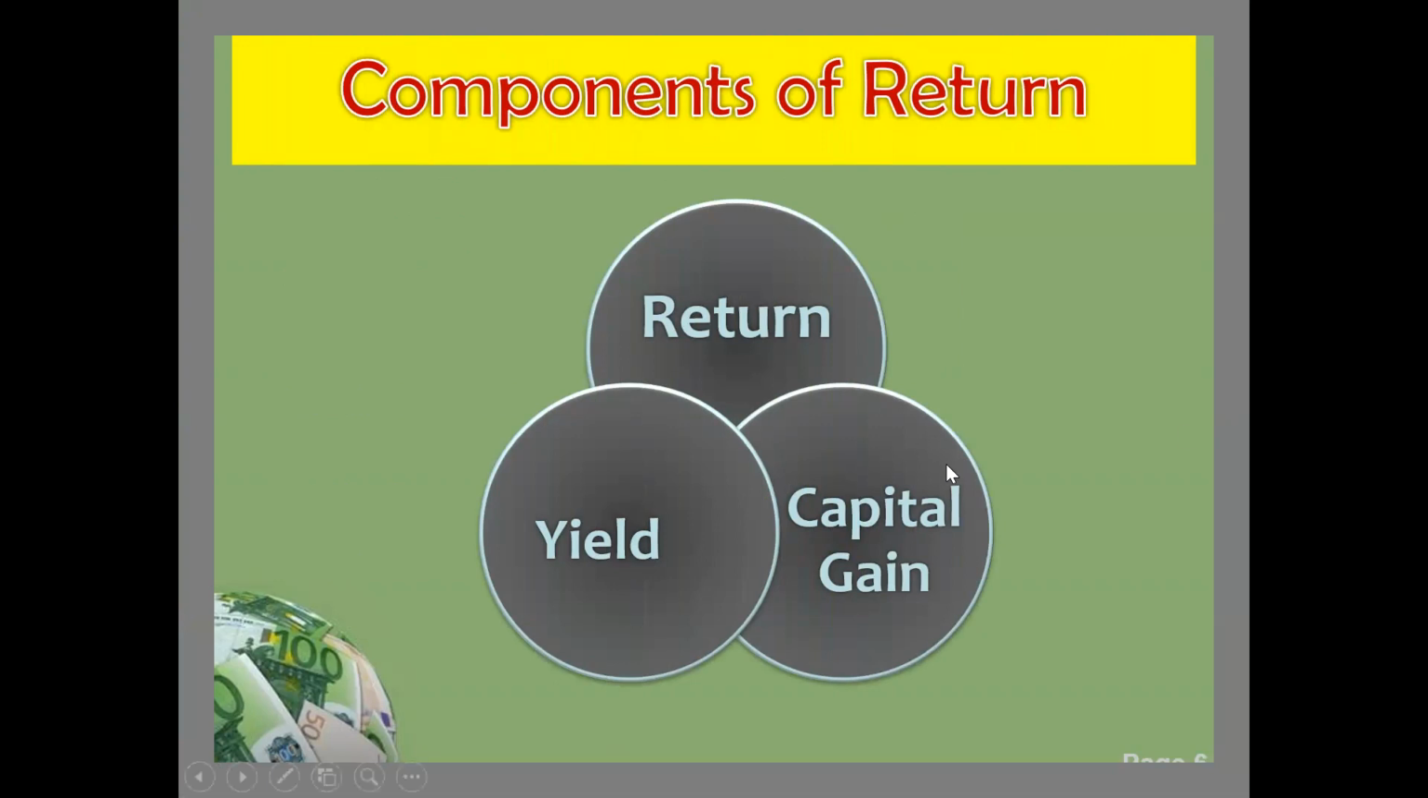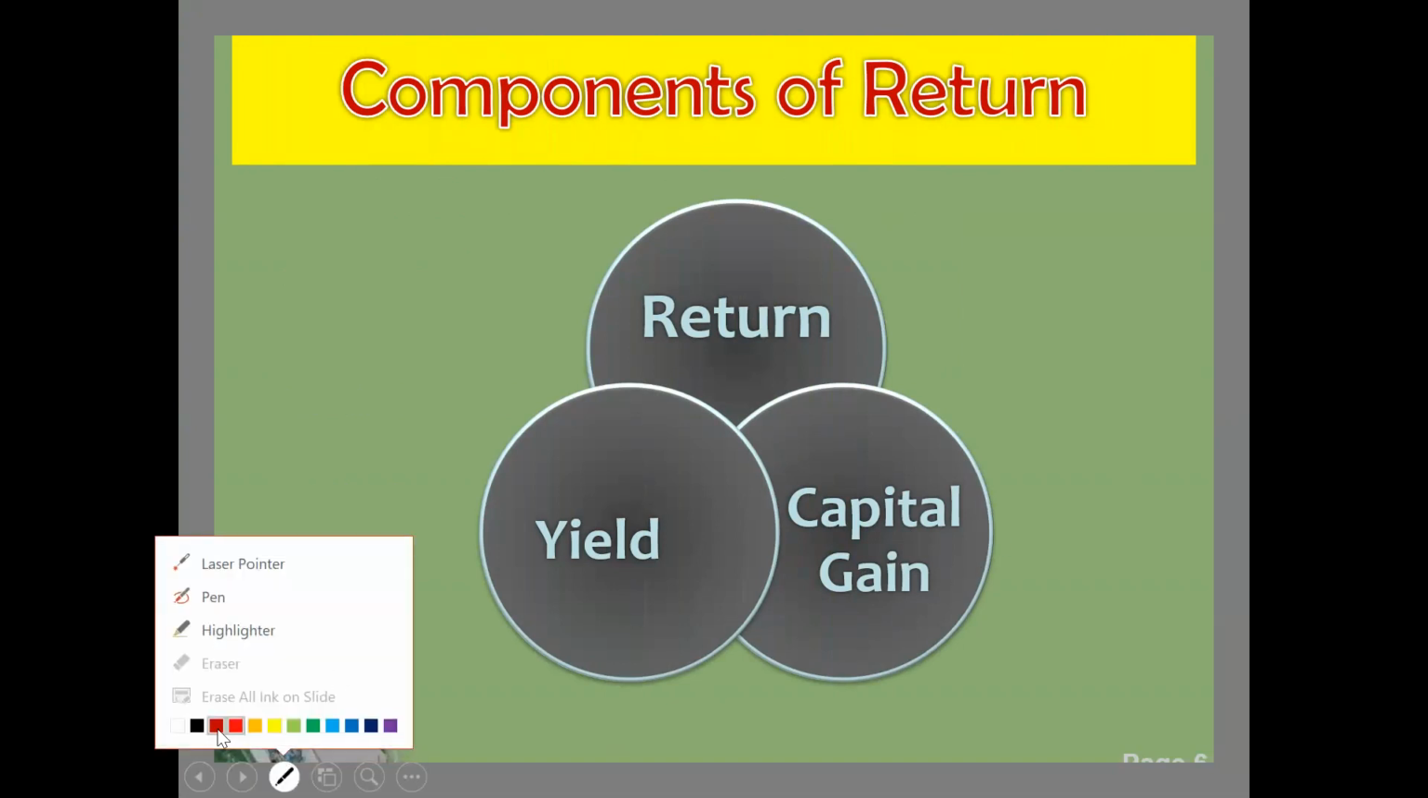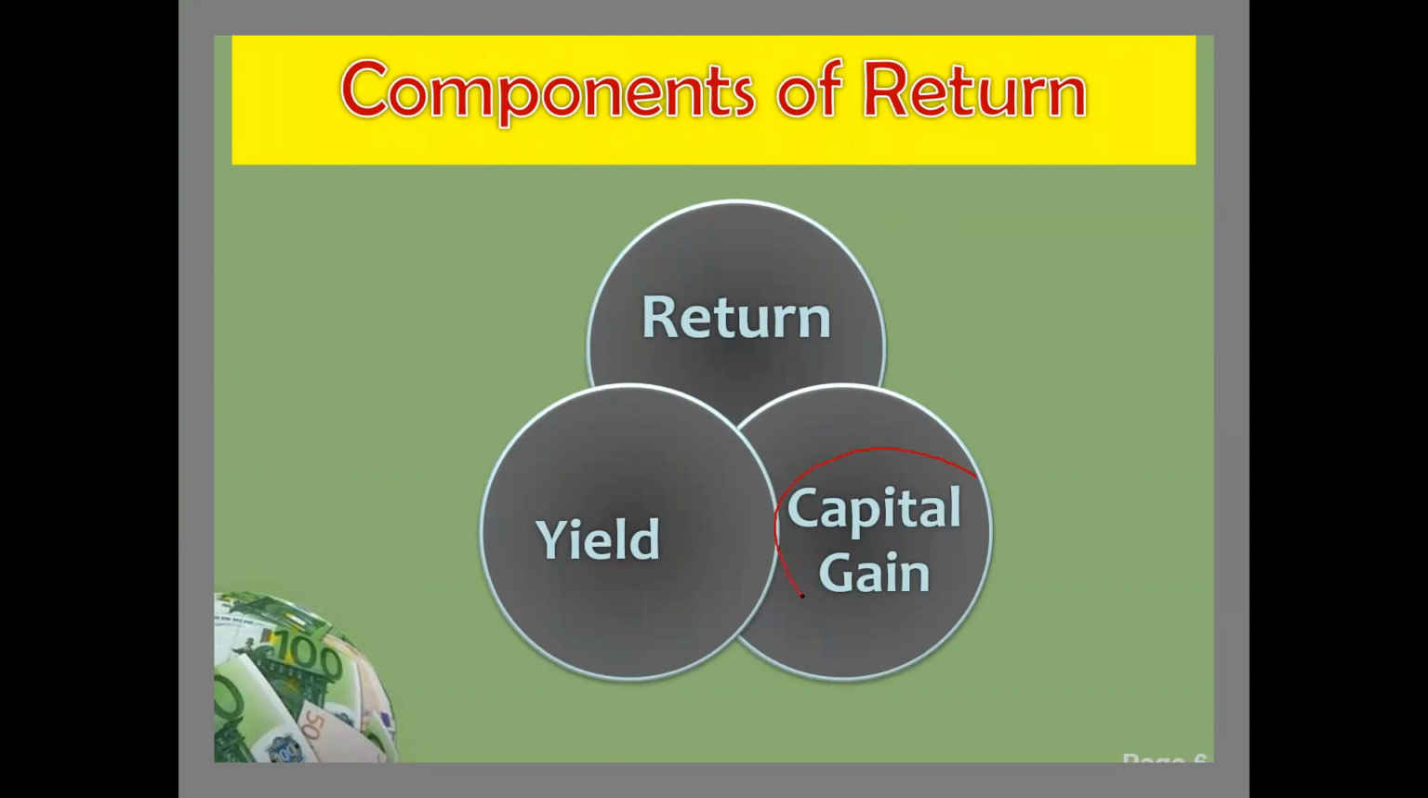One part relates to your capital gain or loss. When the price increases or decreases, you will have either a capital gain or a capital loss, whatever we call it. And when the stock gives you a dividend, you earn some yield. Dividend is yield. So when we say return, return is both of these, the yield part and the capital gain and loss part. Collectively, we call them a return.